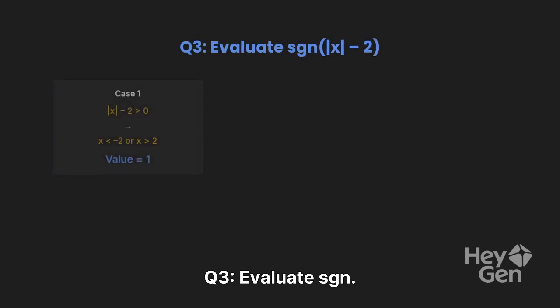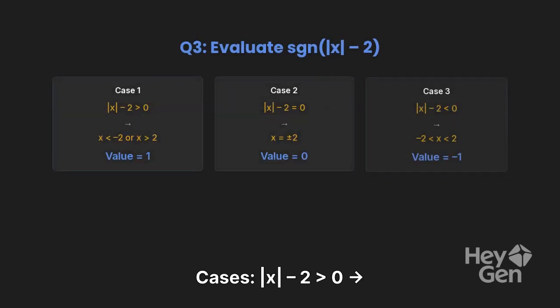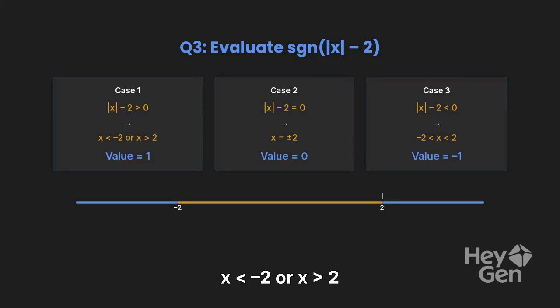Q3. Evaluate SGN of (x squared minus 4). Cases: x squared minus 4 greater than 0, meaning x is less than -2 or x is greater than 2, the value equals 1. x squared minus 4 equal to 0, x equals plus or minus 2, the value equals 0. x squared minus 4 less than 0, -2 less than x less than 2, the value equals -1.